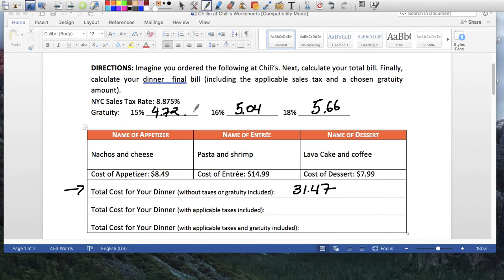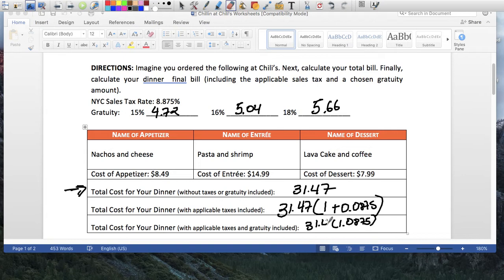So now the total cost of your dinner with taxes. So now let's find out how much your food is with just your tax. So to find out, it'd be your food total, 31.47. And it's going to be what? You're going to pay 100% of your food plus 0.0875. And that becomes 1.0875. So that's the food plus your taxes.